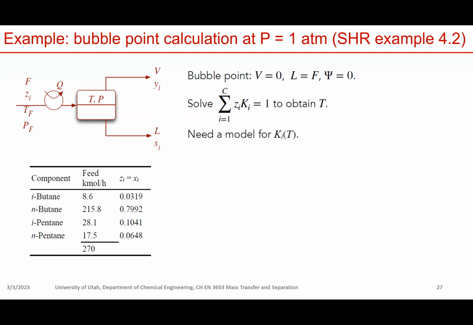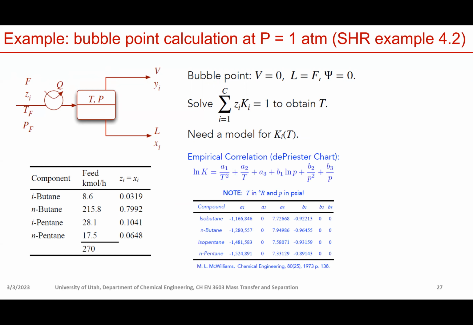You can just solve this equation for a potential T. You start from a model. We can use the De Priester model, and you make a guess. You plug T into this De Priester correlation and you get K. Note here the unit of temperature is Rankine and the unit of pressure is PSI, so it's not standard units. So you plug in, you get the K value, plug it back in here, and see if it matches 1. If not, do the iteration.